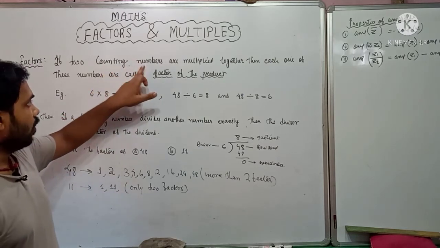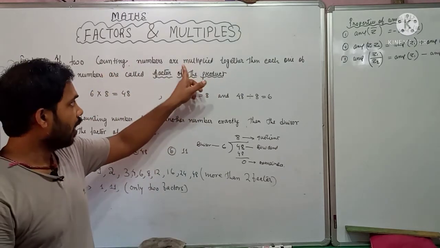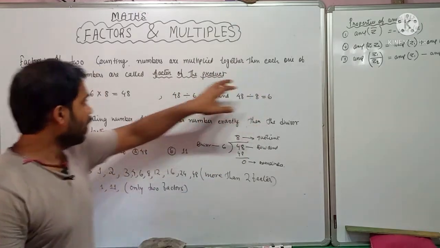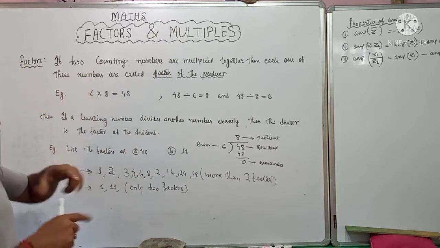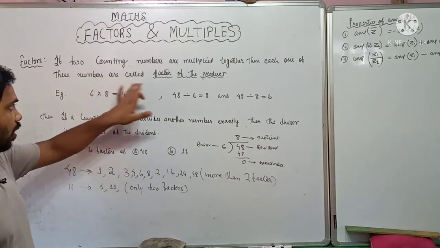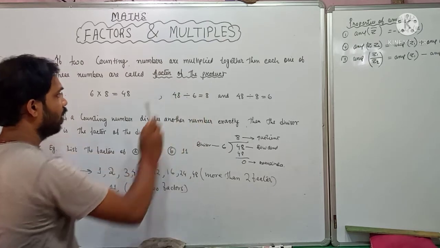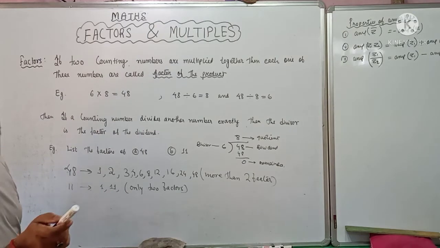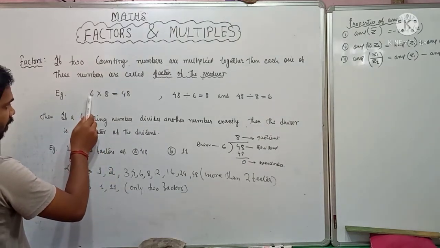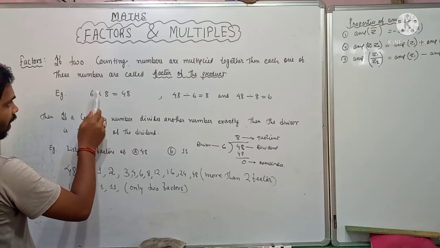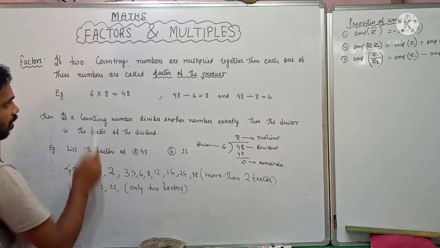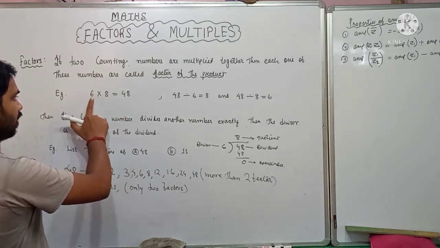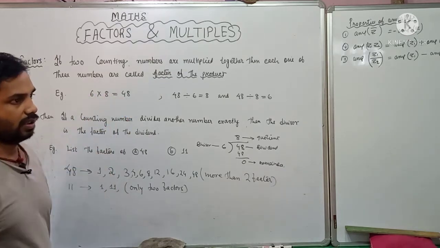Now you see, if I take two counting numbers and multiply them together, then each of these two numbers is called a factor of the product. Now what is a product? If I take two numbers and multiply, then the result that I get is known as the product. So these two numbers which I have used for multiplication are known as factors. So what are the factors of 48? 6 and 8 are factors of 48.